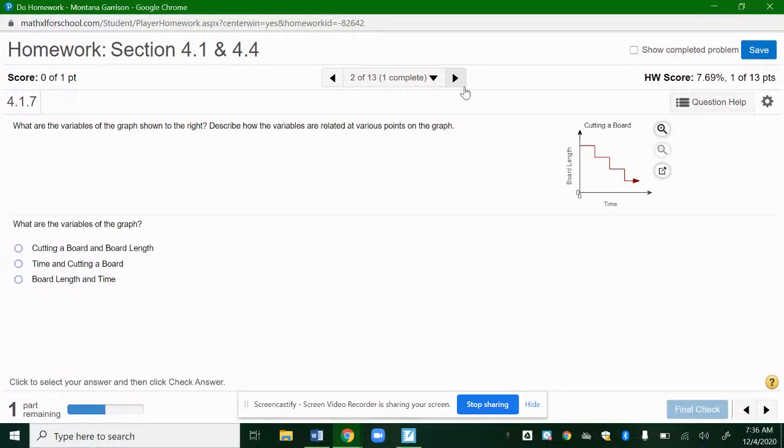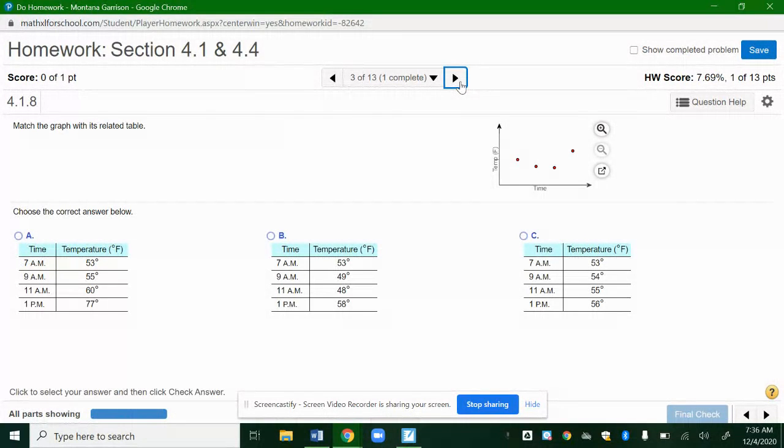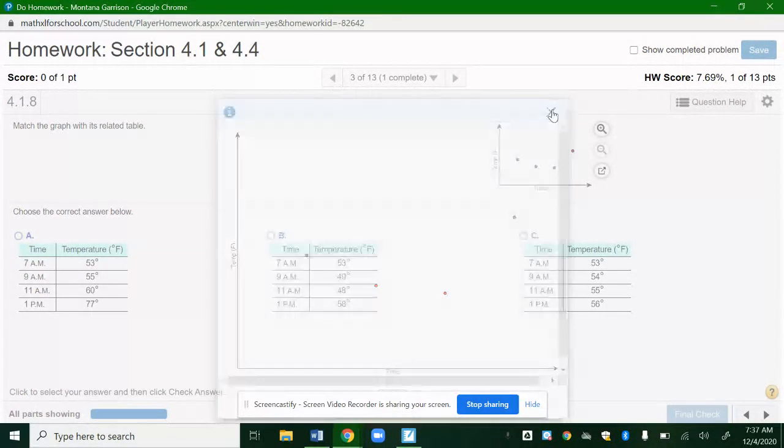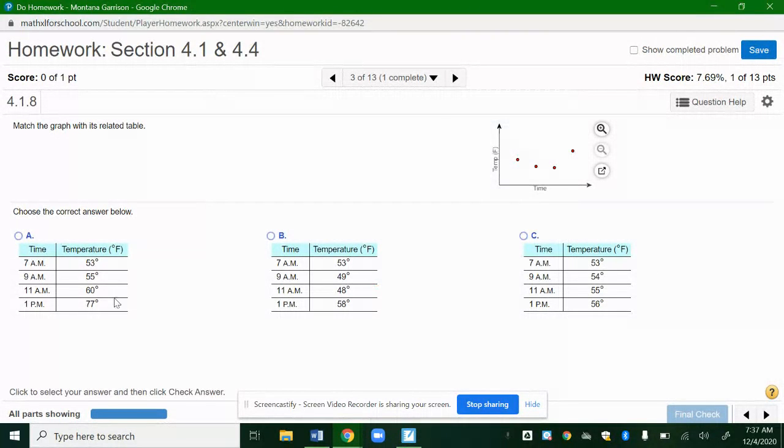All right, I'm going to jump to one of these. There are no numbers on your graph. The only thing we have to look at is kind of the pattern of what's happening from point to point. So if I look from this point to this point, it's decreasing quite a bit. It's decreasing a little less, and then it jumps way up. So I'm going to look for that pattern in my table. So it needs to decrease a little, decrease a little less, and then jump way up.